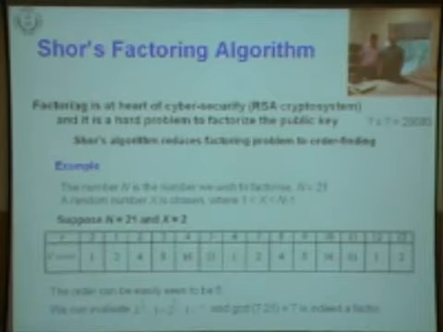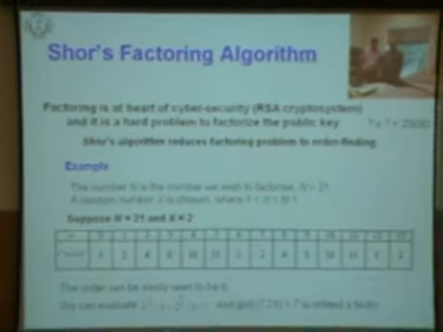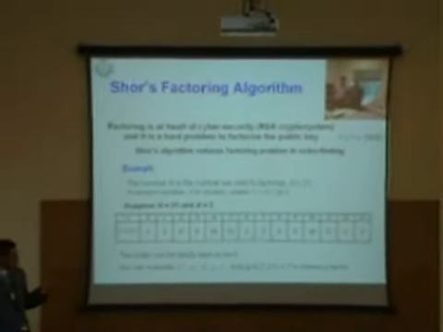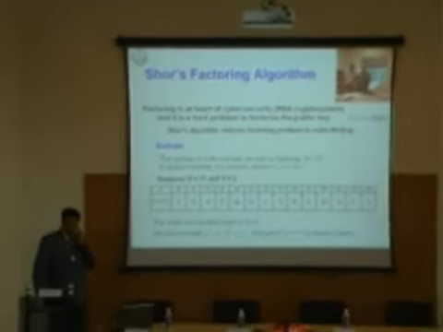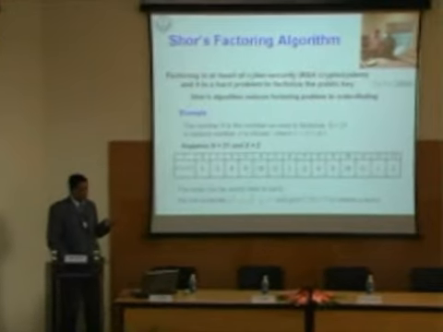Then we come to Shor's factoring algorithm. Factoring is at the heart of cyber security. The RSA crypto system stands for Rivest, Shamir and Adleman, who gave this crypto system. Basically, you have to factorize a very big number. Multiplication is easy one way, but if I give you a large number, you can't break it up into two factors so easily. So Shor's algorithm reduces the factoring problem to order finding.